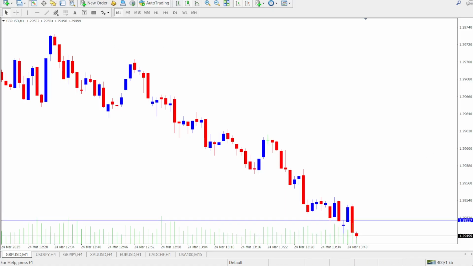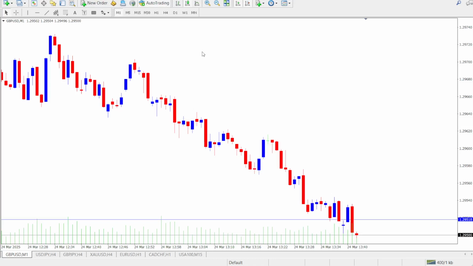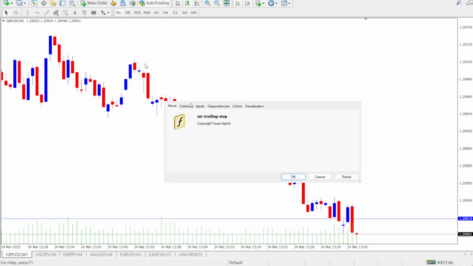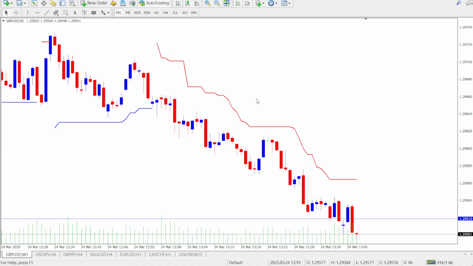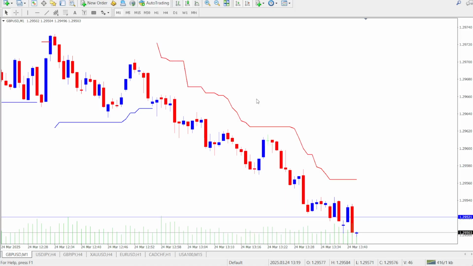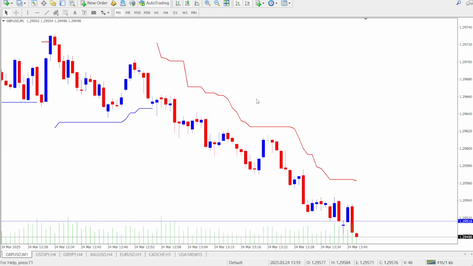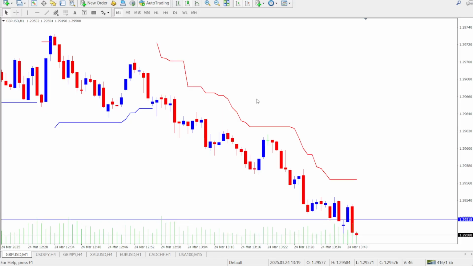Now let me add the ATR Trailing Stop Indicator to the chart. It's a custom indicator, so you might want to download it from a third-party site and add it to your indicators library before you'll be able to use it on your chart. We've talked about how to install custom indicators in a previous video, so you might want to check that out.